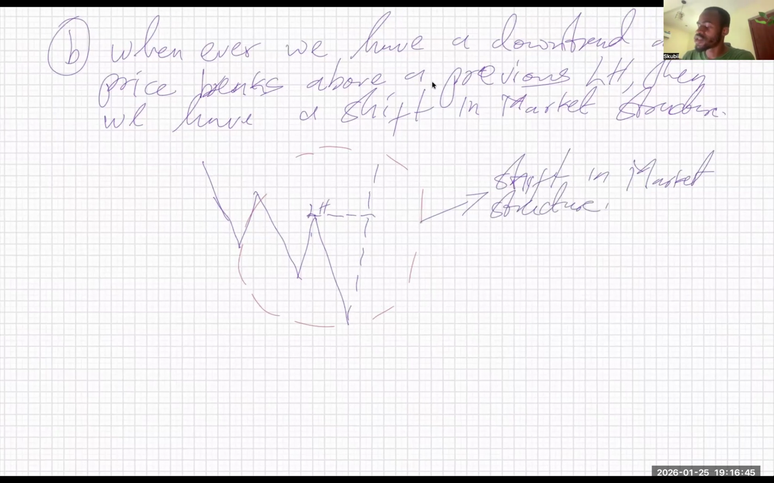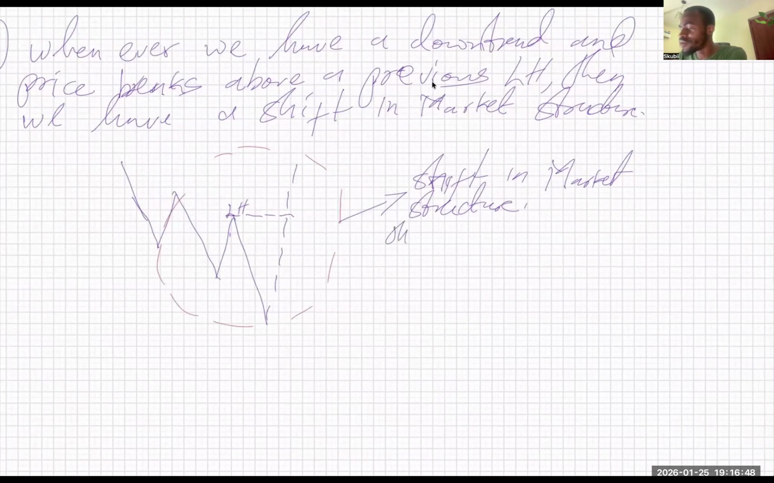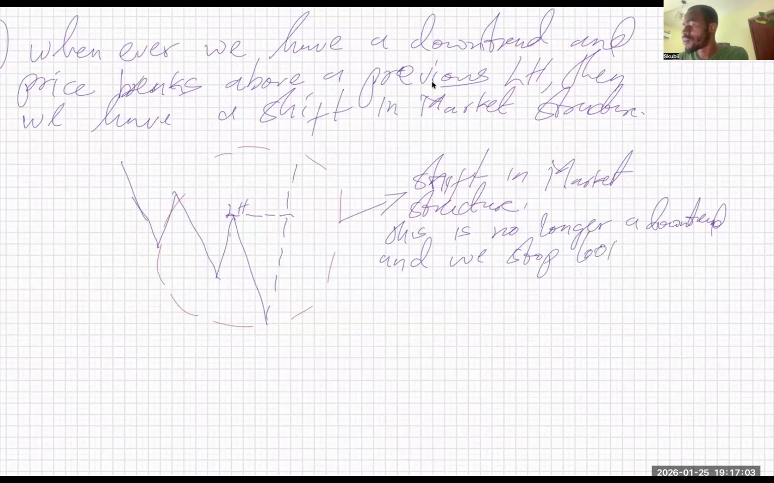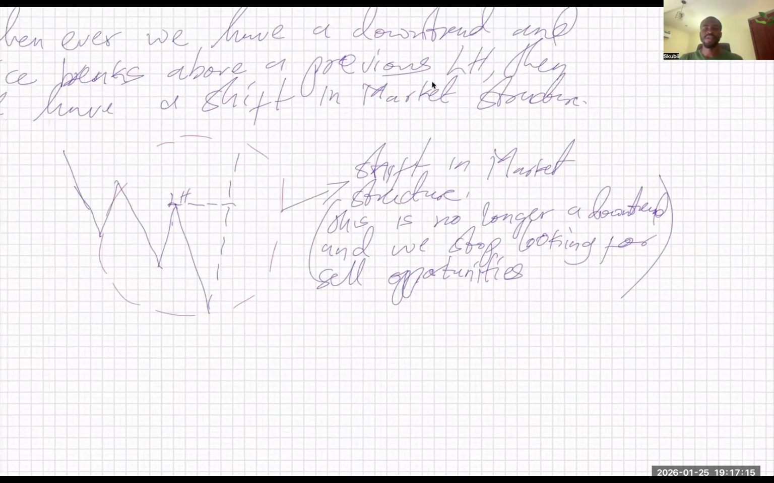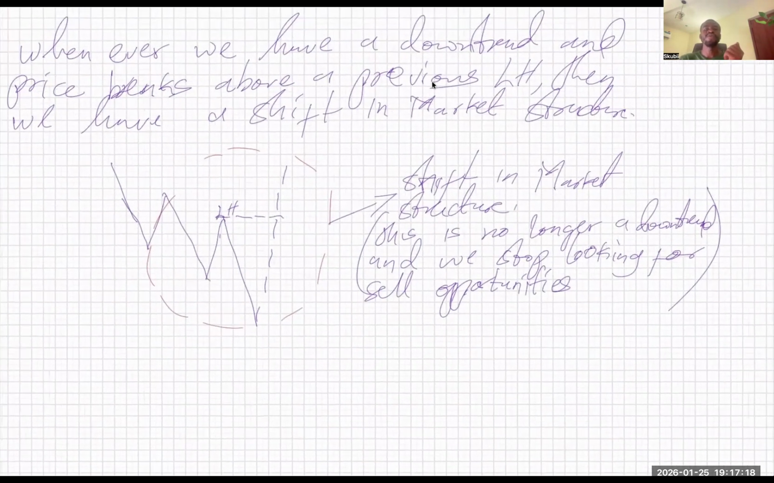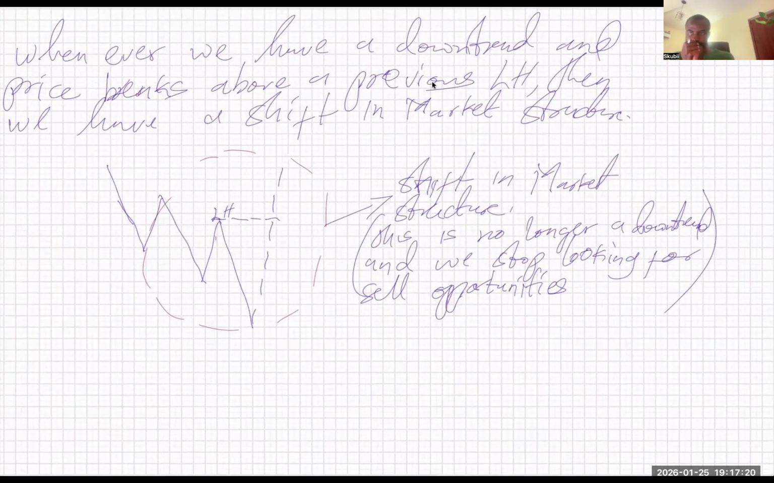Now, what does this shift in market structure mean? That this is no longer a downtrend, and we stop looking for sell opportunities. Do you guys get the whole idea? So this is it about a downtrend.